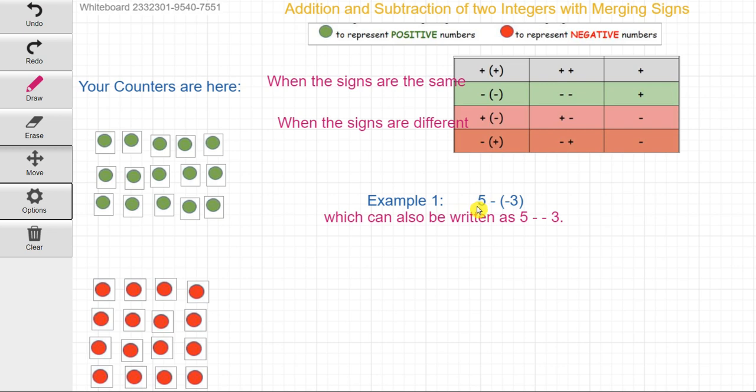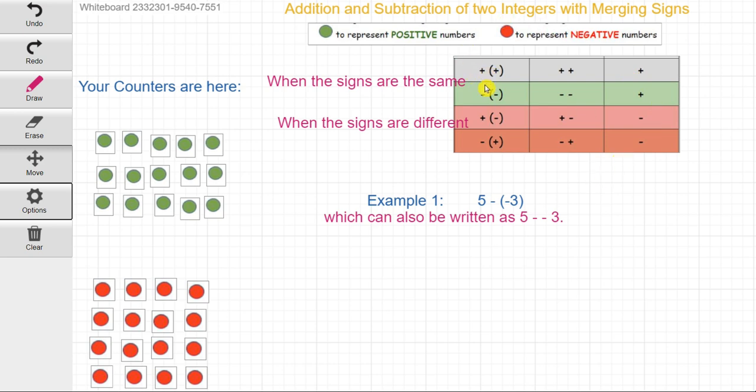Example 1 says positive 5 minus, and in brackets we have negative 3. Unlike in the first set of examples in the first videos, where we had just one simple sign and all we needed to do was represent each number using the appropriate counters, there's a little extra step we need to take with a question such as this one. I want to take your attention to this table here.